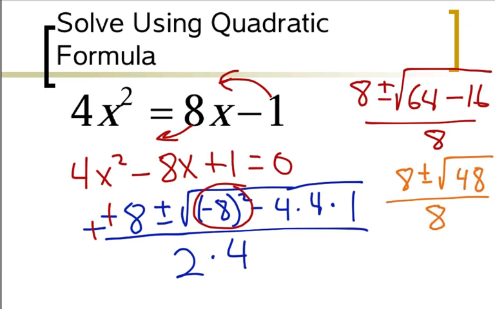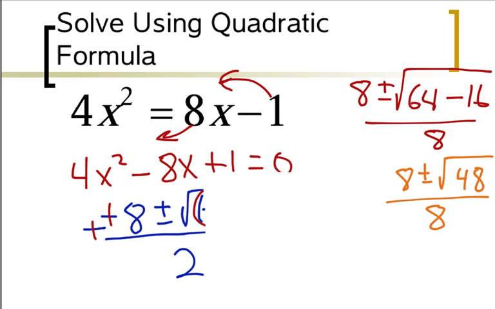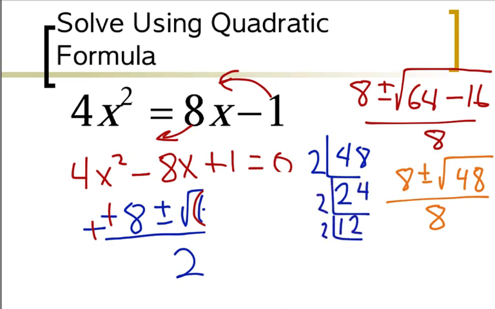Now this time, I don't have a perfect square root of 48, so I actually have to hockey stick and simplify the 48. So let me erase. If I hockey stick the 48, I should divide it by 2. That should give me 24. If I divide it by 2 again, it should give me 12. Divide by 2, I should get 6, 2, and 3.